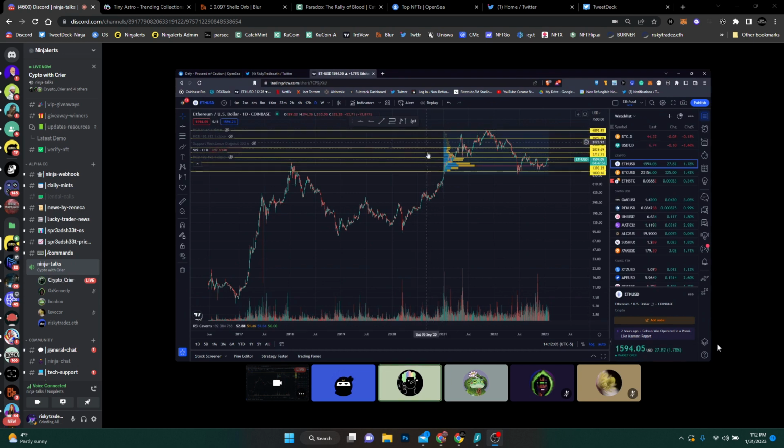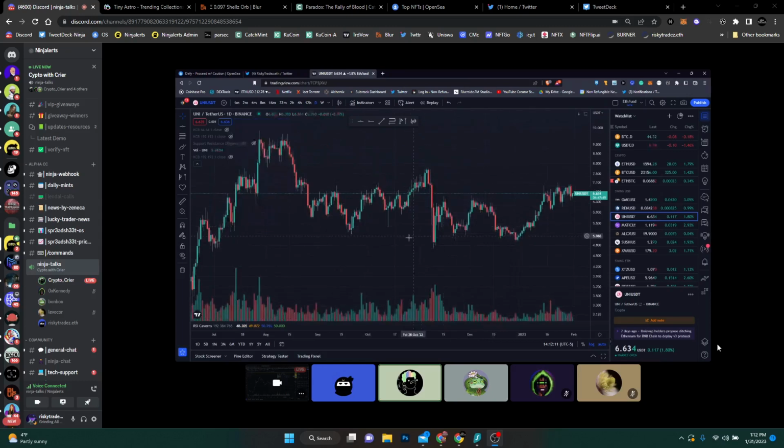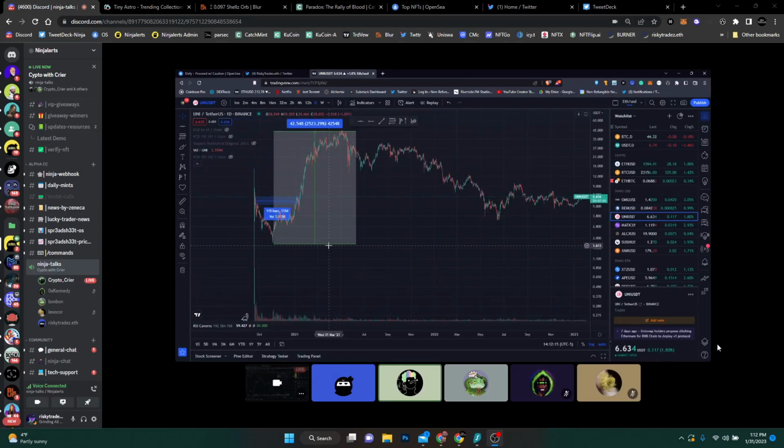That's why I started with these: figure out how to draw these really quickly. You should be able to open up a chart and then start placing your resistance points and your top points pretty quickly. This pops out, this pops out, this pops out, this pops out, this pops out. So you should be able to do that too.